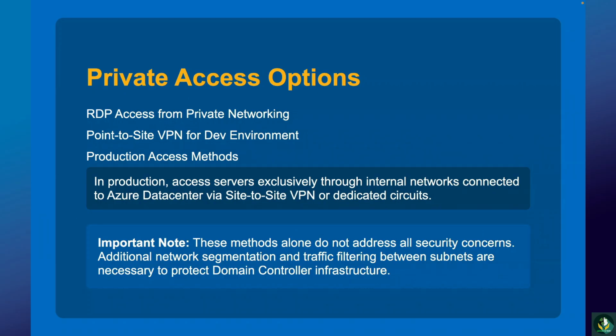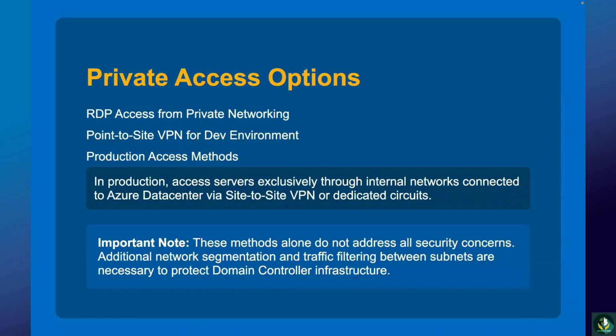And of course, it's crucial to know that implementing these access methods does not fully address all potential security risks. Network administrators must consider additional measures to protect critical infrastructure, particularly domain controllers. Allowing unrestricted access to domain controllers from any private subnet is not recommended, as it could potentially expose these critical systems to threats.